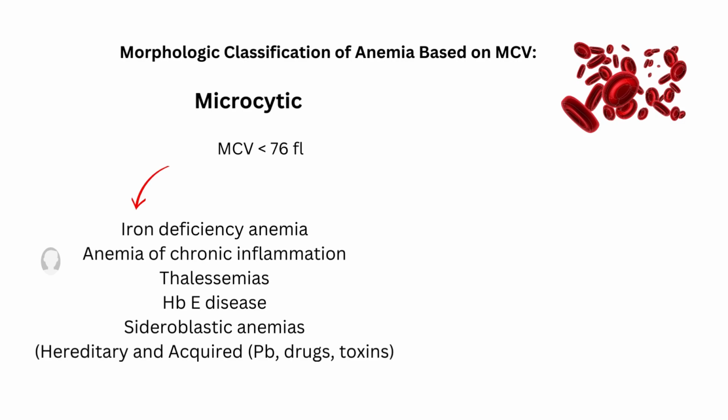And microcytic anemias, MCV less than 76, the most common one is iron deficiency anemia. But there's also anemia of chronic inflammation, thalassemia, hemoglobin E disease. Sideroblastic anemias include the hereditary and acquired, like lead poisoning, and drugs and toxins can also cause a sideroblastic anemia.